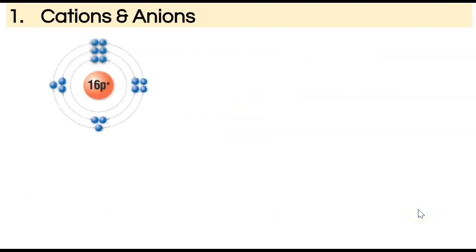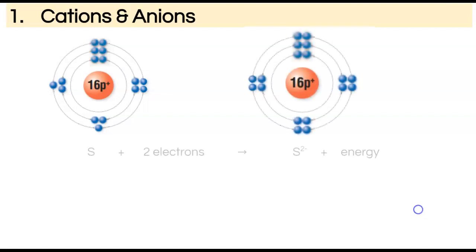So let's talk about sulfur. Let's look at its outer shell: 1, 2, 3, 4, 5, 6 valence electrons. It's not happy because it doesn't have a full outer shell. So again, it can lose 6 electrons, or it can gain 2 to get 8 in its outer shell. It's much easier for it to gain 2 electrons. When it does that, it gains 2 extra negative charges, making it an anion with a -2 charge.